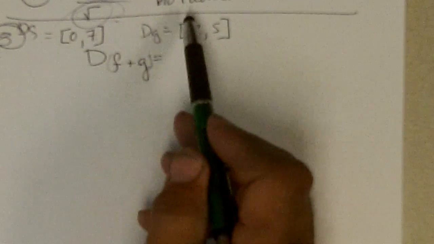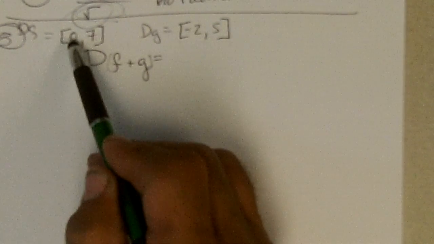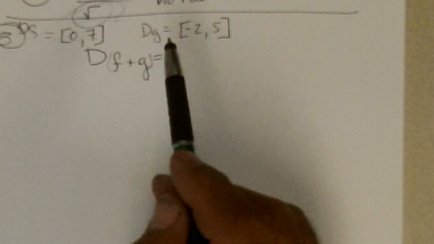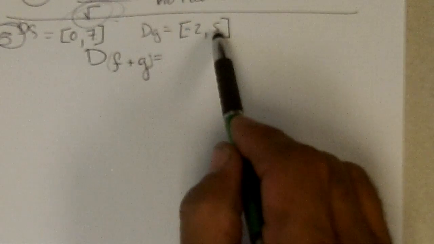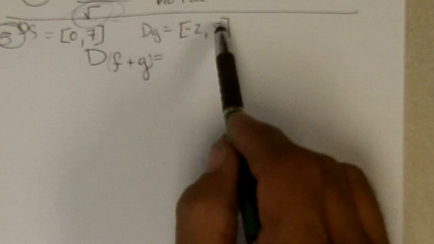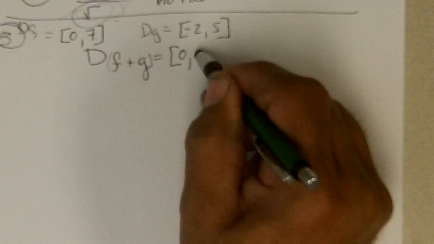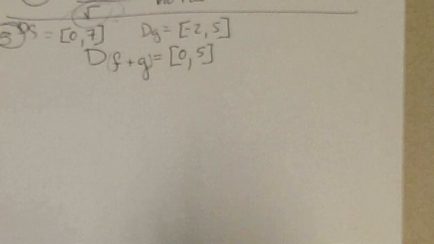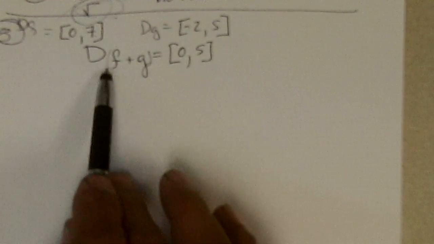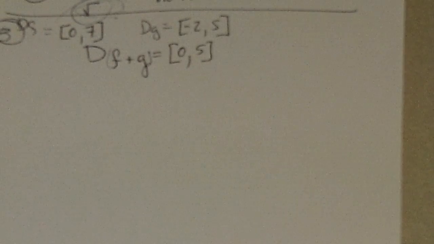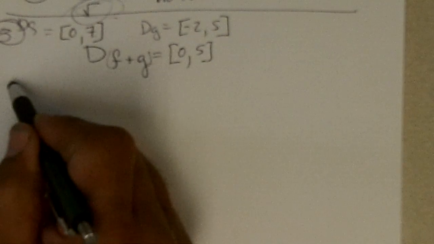Well, -2 up to 0 can't, but 0 can. 0's in both of these. Up to 5 is, but beyond 5 works here, but not there. So the domain of that would have to be from 0 to 5, because you have to be able to put them into both functions. That's what they want you to understand from that.